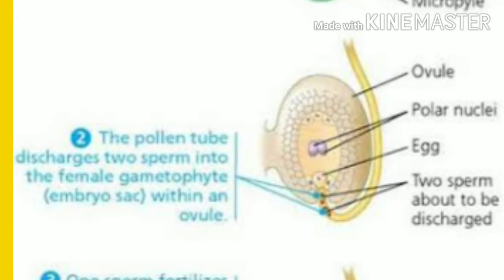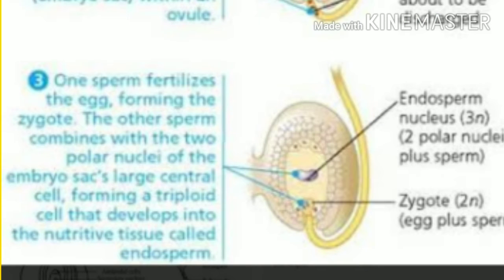After germination, the pollen tube discharges two sperms, or two male gametes, into the female gametophyte, the embryo sac within an ovule. One sperm, or male gamete, fertilizes the egg, or female gamete, forming the zygote. This process is known as syngamy.